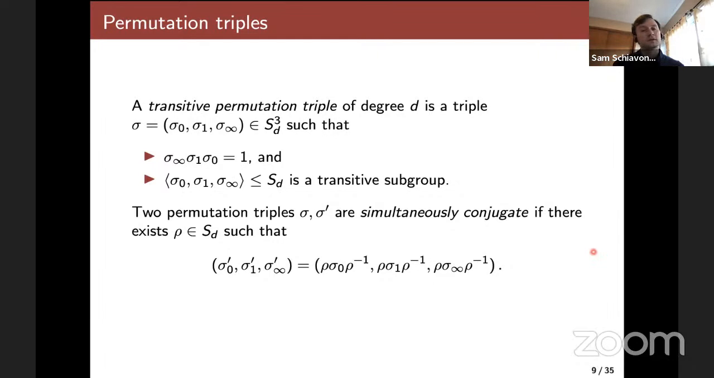Like I said, these categories are all equivalent. So there's a Belyi map corresponding to this transitive permutation triple. And really all you're doing is renumbering the sheets of the cover. There are D sheets of a degree D Belyi map, but if you renumber the sheets, you change these permutations by simultaneous conjugation.